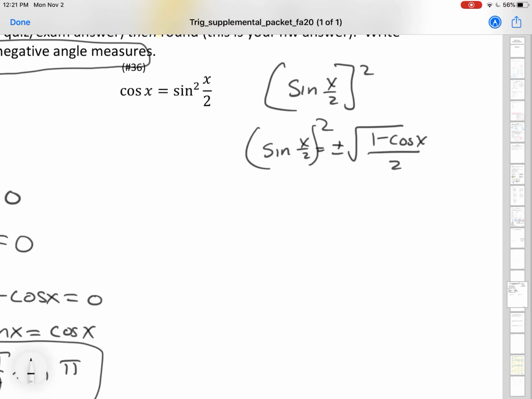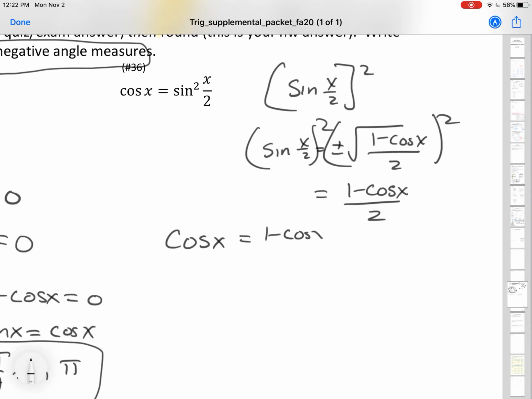And we're supposed to square that. So it wouldn't matter whether it's positive or negative. It would square to be positive. The square root would go away, and we would just be left with 1 minus cosine x all over 2. So here's what we have. We have cosine x is equal to 1 minus cosine x all over 2. That means 2 cosine x is equal to 1 minus cosine x. Or 3 cosine x is equal to 1. Or we need to figure out where cosine x is equal to 1/3.